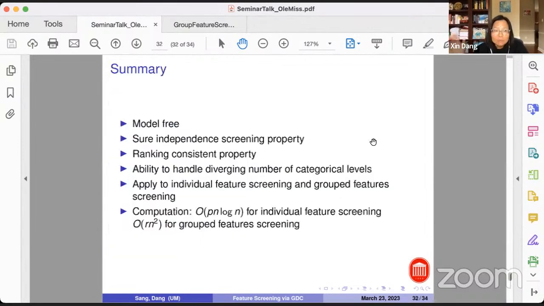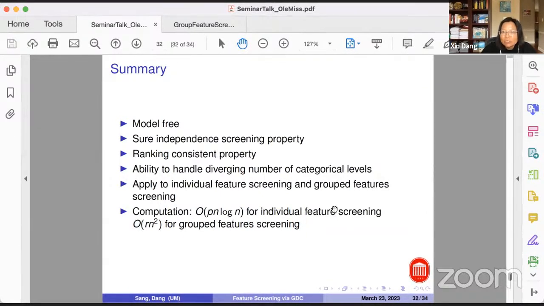Just the last slide. So, model free, because we don't have an assumption on what is y and x, what is the model. And the sure independence screening property, we already proved that the ranking consistency property also holds, and it has the ability to handle a diverging number of category levels. We show that tau can be greater than 0, where your kn is n to the power tau. And they apply to individual feature screening and grouped feature screening.